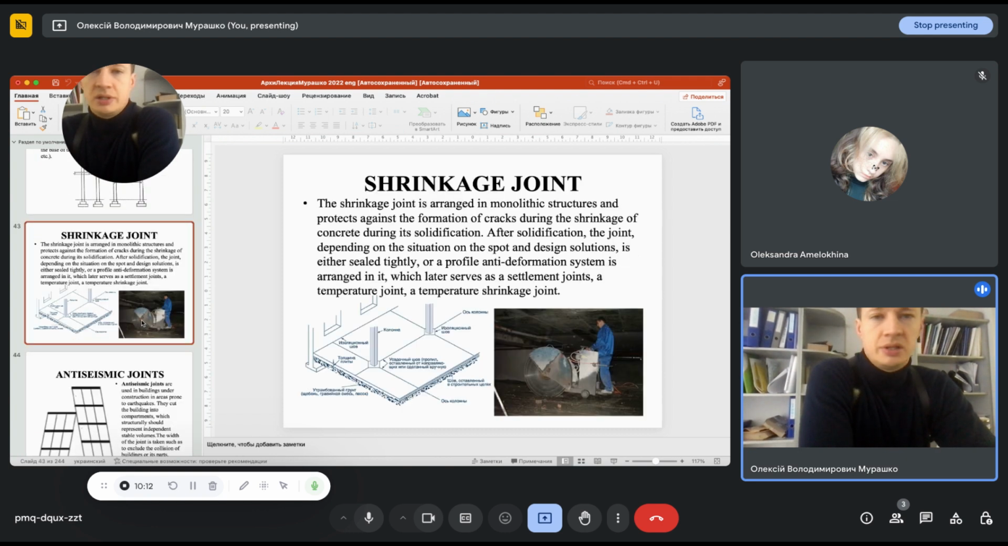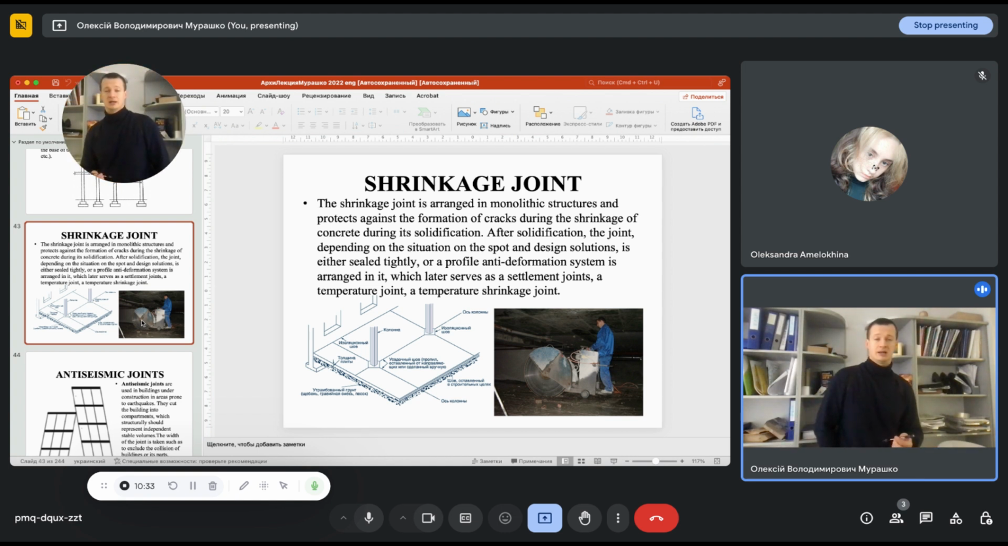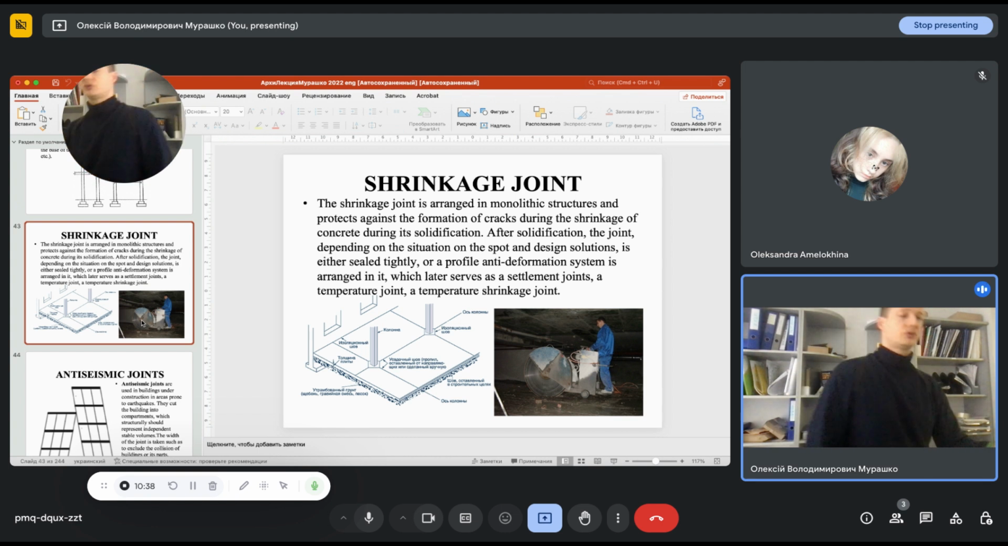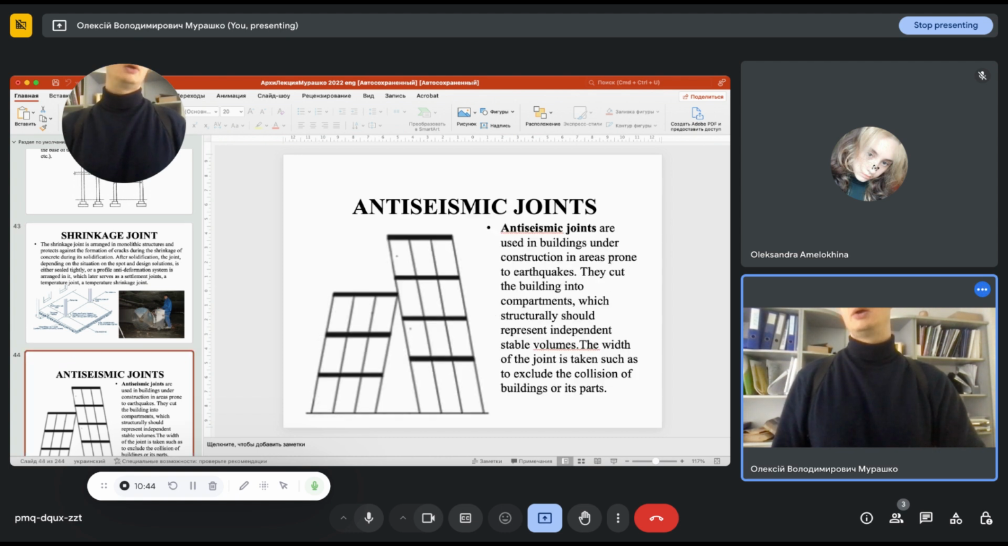The next kind of joint is a shrinkage joint. It has to be made in reinforced concrete or concrete floors. If we do not make those joints, we will find cracks in our floor or reinforced concrete elements. To protect against it, we also use shrinkage joints. And the last type of joint between buildings is called anti-seismic joints.